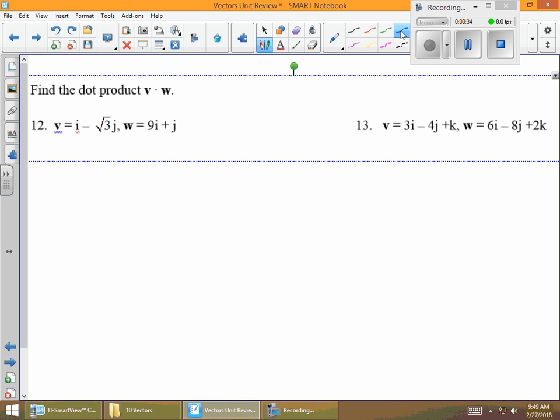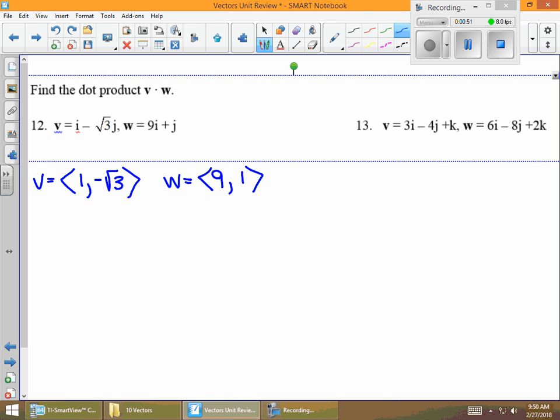For 12, if it helps you to get these back into component form, do it. Extend the pencil lead to make sure that your problem is done right, especially when it's an easy dot product problem.